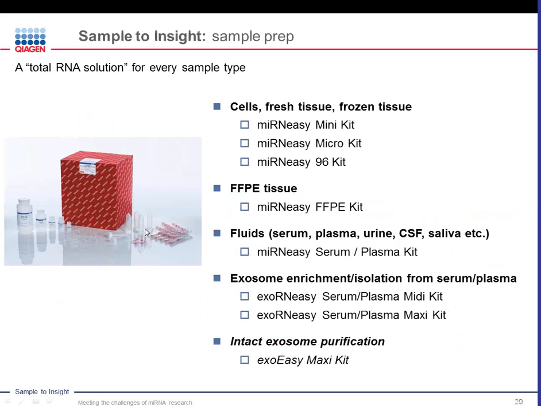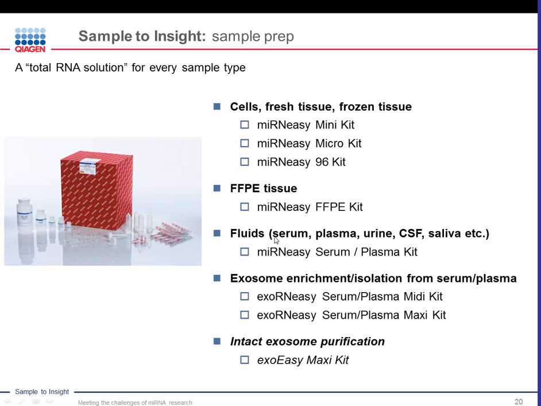So for sample prep, we offer a total RNA solution for every sample type. For cells, fresh tissue, and frozen tissue, we have the miRNeasy kits, the mini kit, the micro kit, and the 96 kit. The micro kit has a smaller filter size, which enables you to isolate RNA from smaller samples. And the 96 kit is actually in the 96 well plate format that enables you to process 96 samples at one time. For FFPE, we have the miRNeasy FFPE kit.